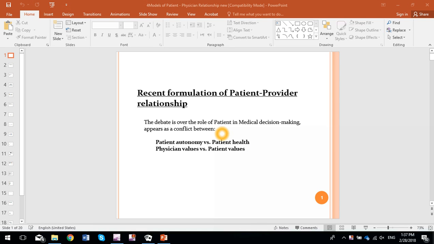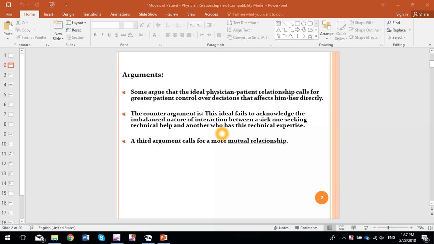Today we are going to talk about the recent formulation of patient-provider relationship as an ethical issue that arises during the practice of medicine. Now, the debate is over the role of the patient in the decision-making process, which appears as a conflict between patient autonomy and patient well-being, and physician values of the profession and patient values of life, because there are values for physicians related to their profession, and there are values for patients in their life.